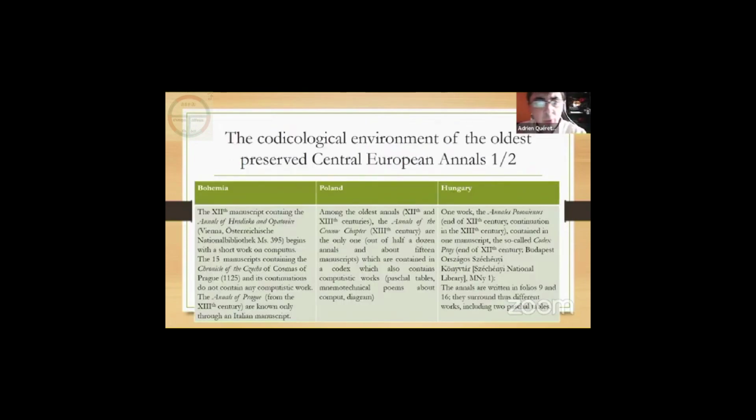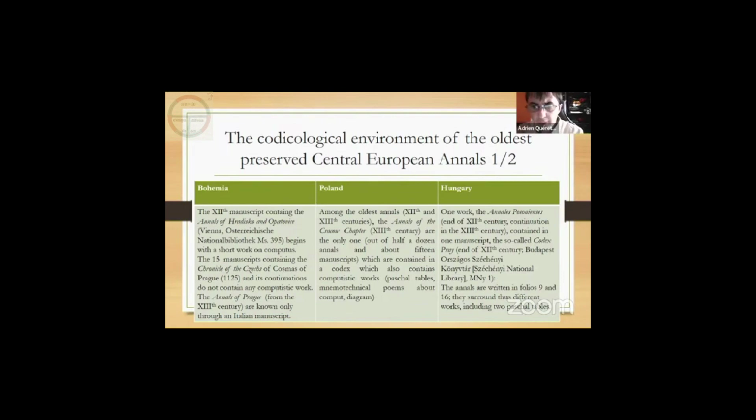And now I would like to say a few words about the codicological environment of the oldest preserved Central European annals. So we can see that for Bohemia, the 12th century manuscript containing the annals of Radziszko and Obatowice, that is today kept in Vienna, begins with a short work of computus. However, the 15 manuscripts containing the Chronicle of the Czechs of Cosmas of Prague and its continuation do not contain any computistic work. And the annals of Prague are known by an Italian manuscript, so they cannot be used to study the Czech codicological production.